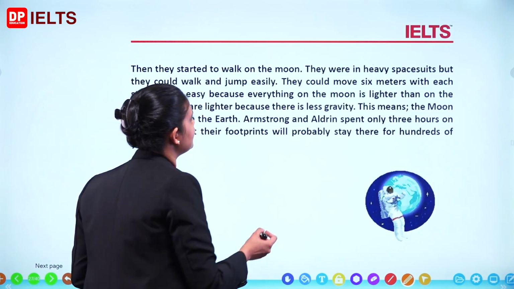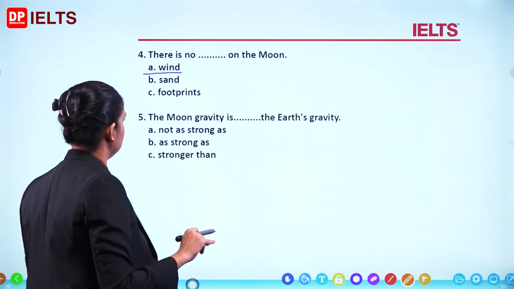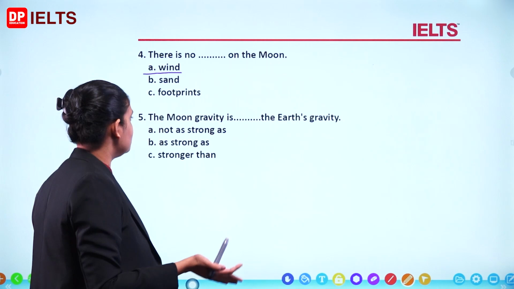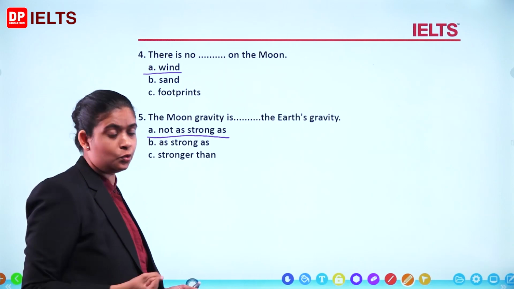This means the moon is smaller than the earth, right? So things are lighter because they have less gravity. So the moon gravity is not as strong as earth's gravity.